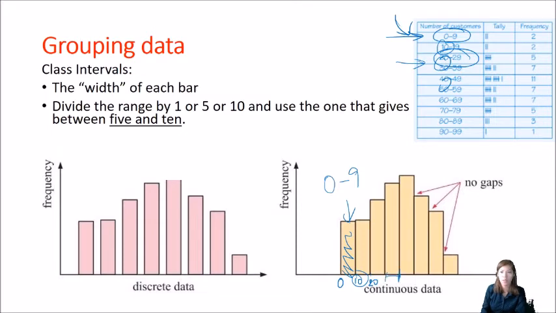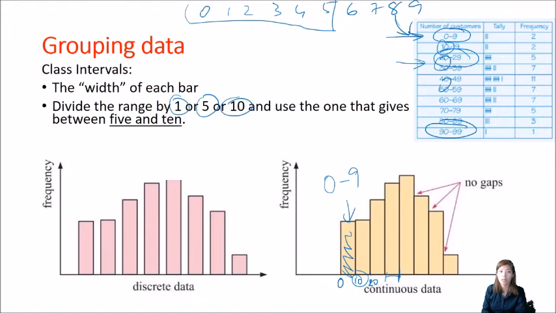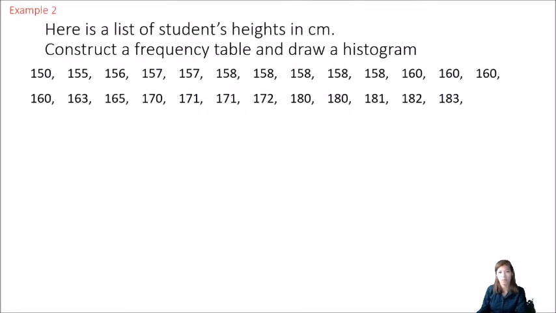Each of these is a group or class interval, and they represent the width of this. How do we determine whether we're going to put 10 numbers like we have here? 0 to 9 is 10 numbers in there. Or how do we decide whether we only want 4 numbers or 5 or 1s? Well, we divide our range by 1, 5, and 10, and whichever number gives us a value of between 5 and 10, then we use that class interval. We do this so that we don't have too many or too little columns, or too many or too little class intervals.